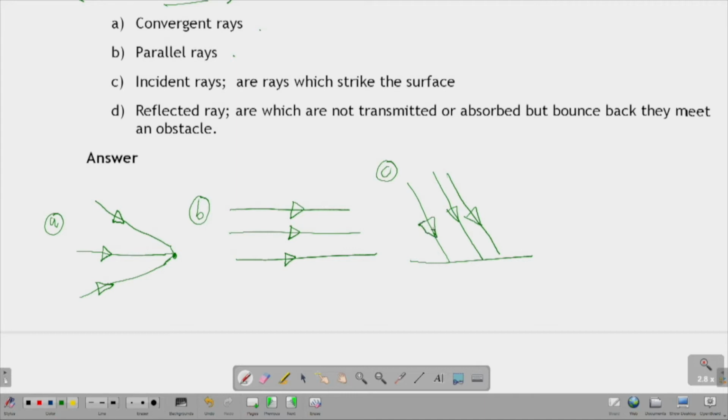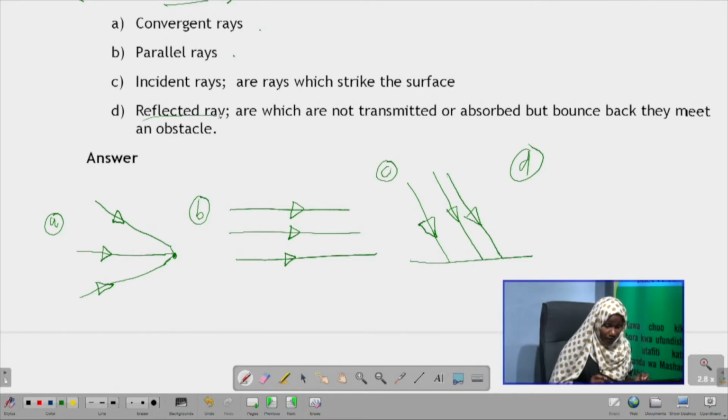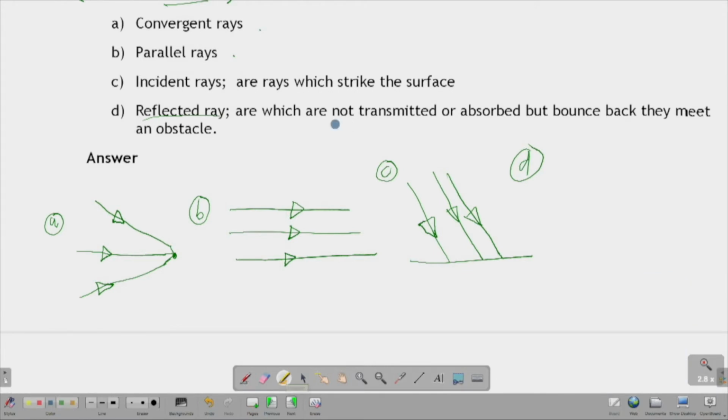So anyone who comes and sees this drawing is going to know that, oh, these are incident rays. They look like they are going to strike the surface. And then D, we have to draw reflected rays. Reflected rays are rays which are not transmitted or absorbed but bounce back when they meet an obstacle.